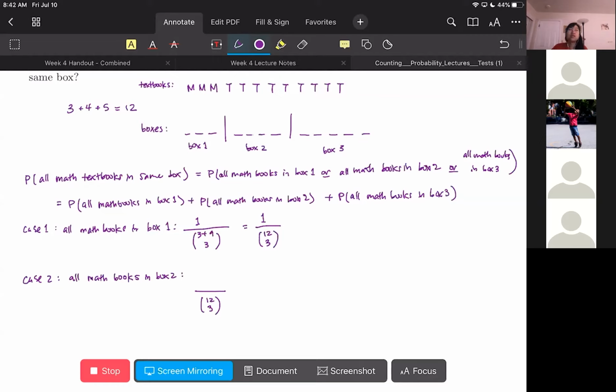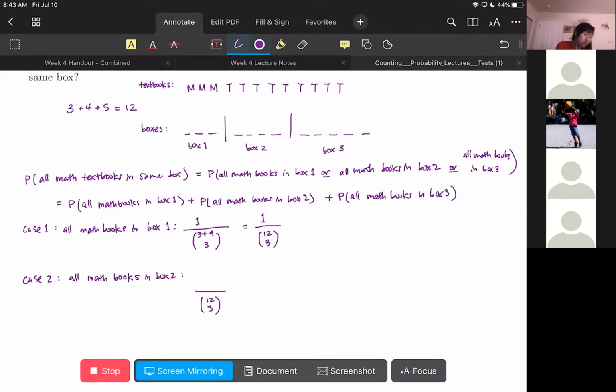I see. So would it rather be 12 choose 3? That's the total number of ways that you could choose, if you had 12 different books, 4 of them. But in this case, we want to ensure that box 2 has all 3 math books.